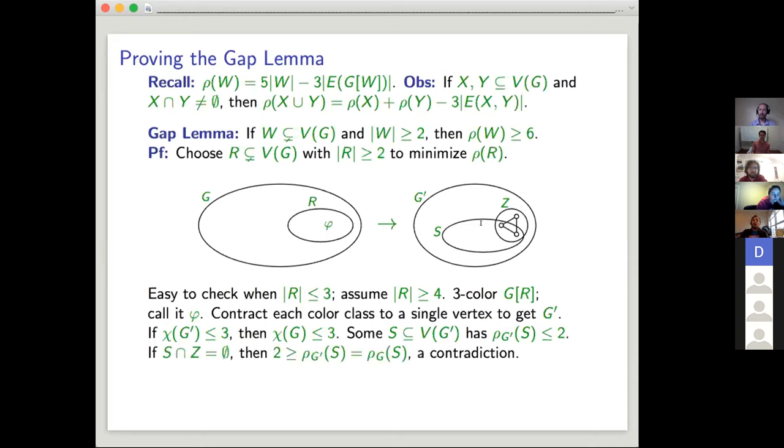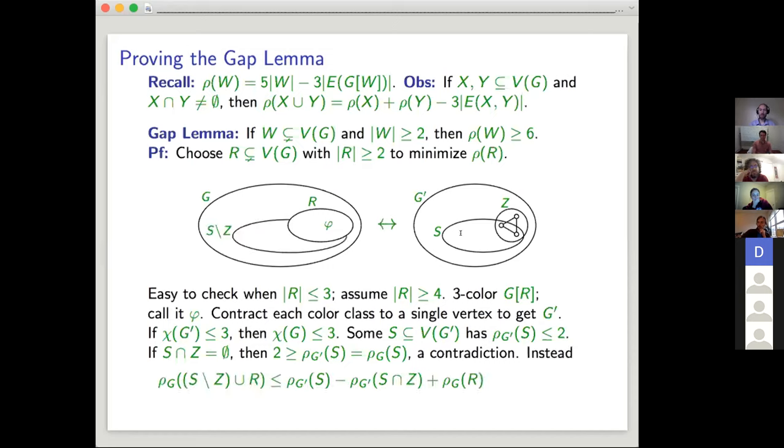Now that S does have to intersect Z somewhere, because if it didn't intersect Z, then the potential in G prime of S would be exactly the same as the potential in G of S. But we know that it's at most 2, while for G every subset has potential at least 3. I'm saying potential when I mean rho. Since rho of S is at most 2, and here rho of every subset is at least 3, S must not induce quite that same subgraph in G. So it must be that you're using some of the vertices that you contracted down.